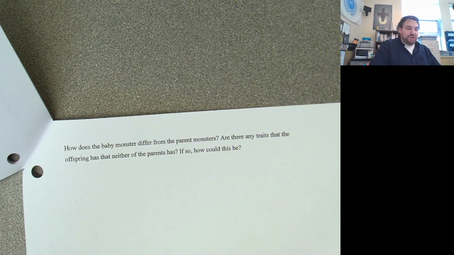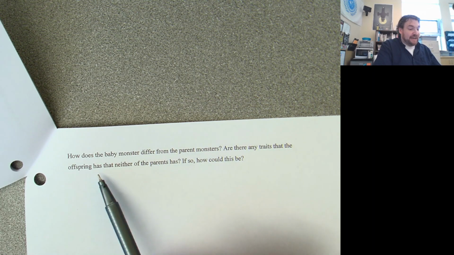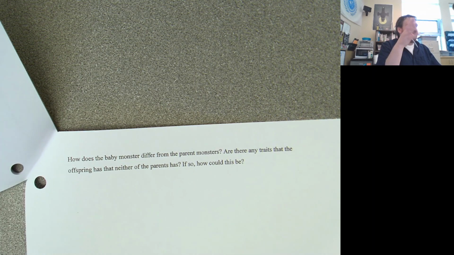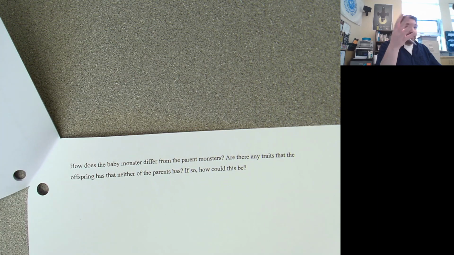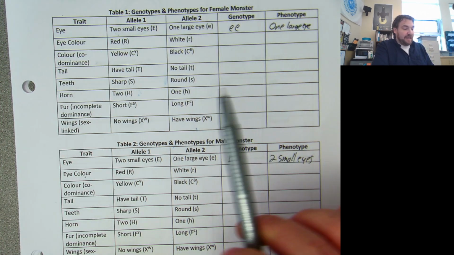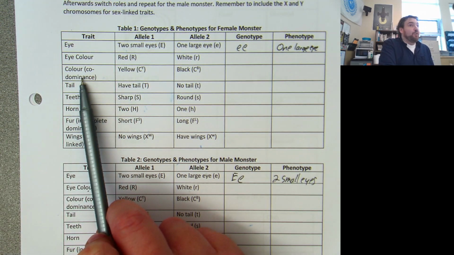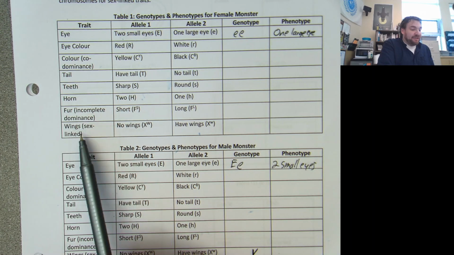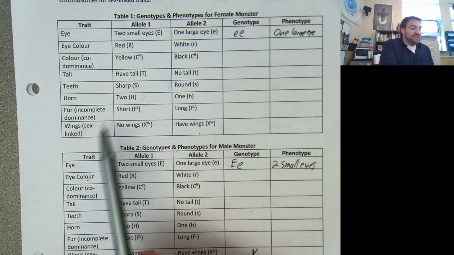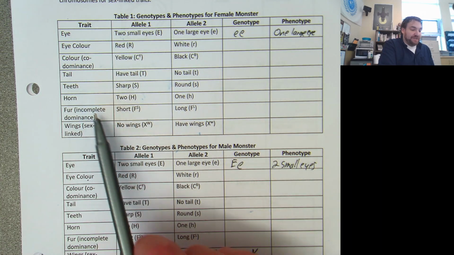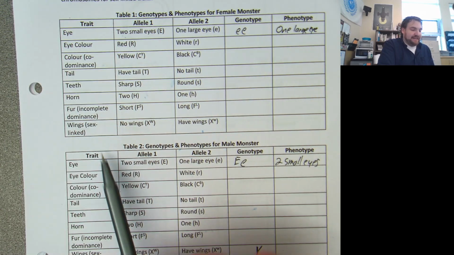Then there are some questions at the end. Not very many. It just says, how does baby monster differ from the parent monsters? You go through all the traits. Are there any traits that the offspring has that neither parent has? That would be interesting if you had some heterozygous parents. The heterozygous ones would look dominant, but the baby might not be. Notice in here that there are codominant traits. There is a codominant color, so you're going to have to review what it means for codominance to be a thing. There is an incomplete dominance, and there is a sex-linked trait, in addition to the regular dominance ones.